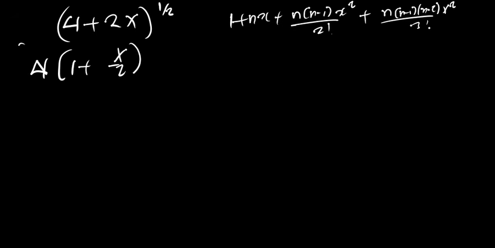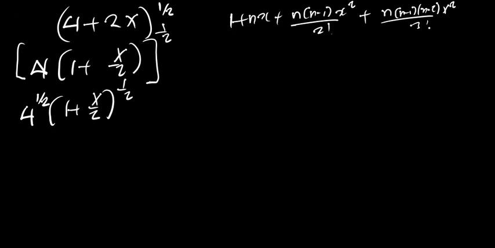Now everything has to be raised to the power half, because the power half includes everything in the brackets. Now I'm going to open the big brackets, and that becomes 4 raised to the power half, open brackets 1 plus x over 2 raised to the power half. Who is behind up to this point?